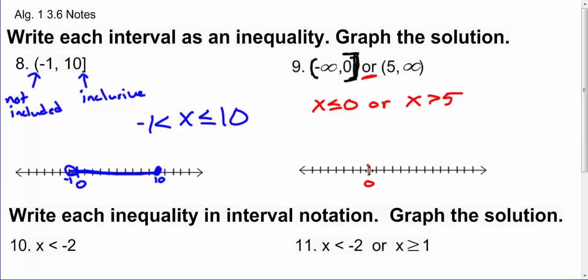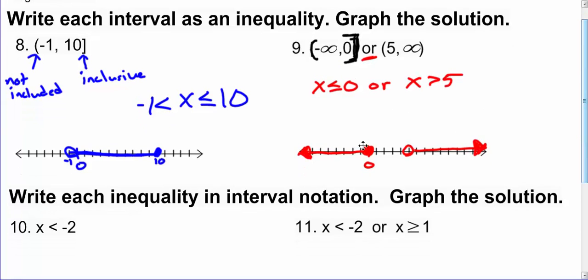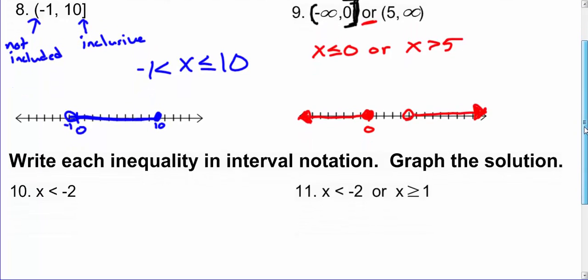So here we go. X is less than or equal to 0. I'm going to do a closed circle at 0 because I've decided to include it. And x is greater than 5. So we'll have an open circle, arrow goes to the right, and it would look something like that. Now the key is the word or. Because it's an or, the answer can be here or here. It doesn't matter which. If the word was and, we'd have a problem because there'd be no overlap.